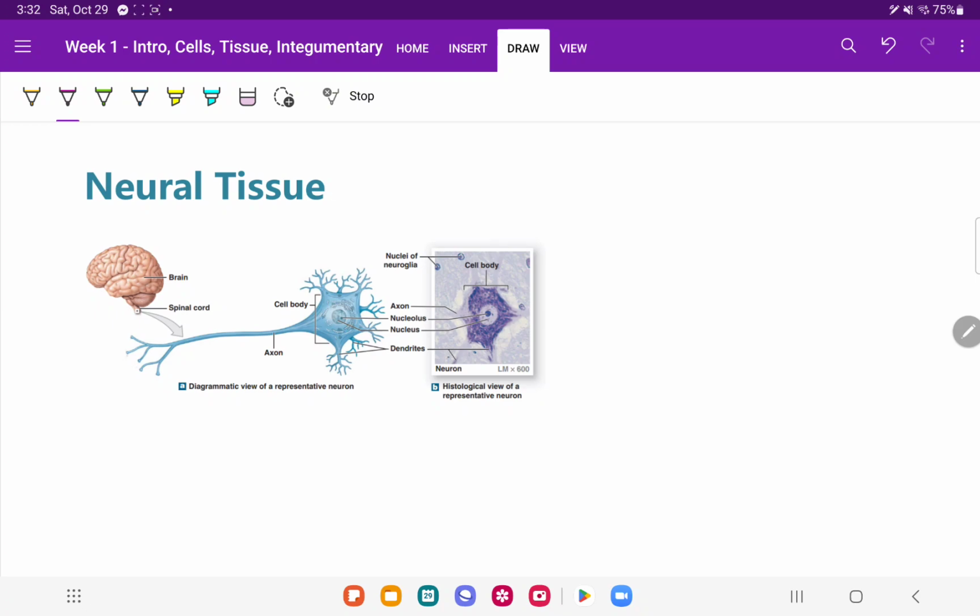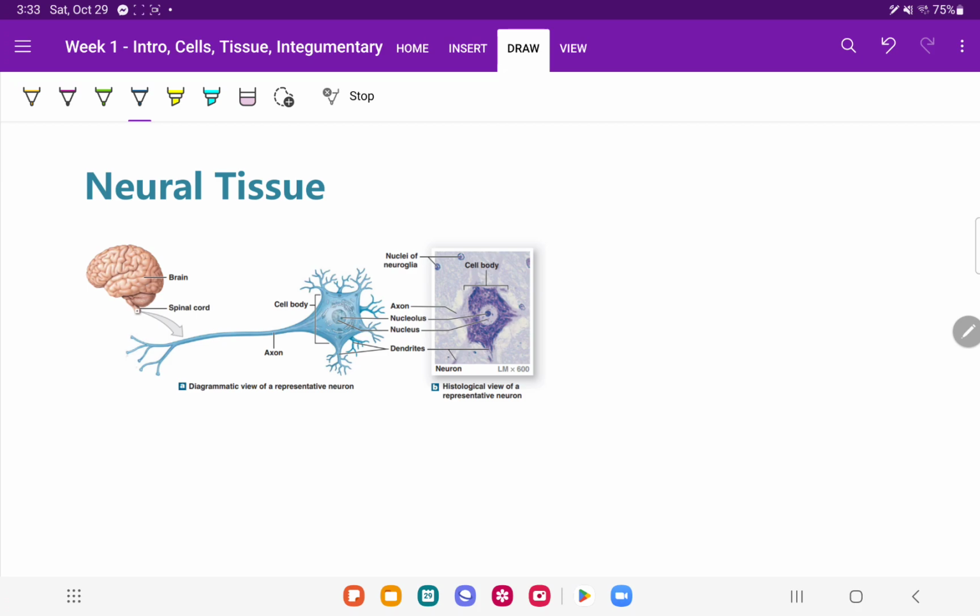And then we have neural tissue, or nervous tissue. Most of the nervous tissue in the body, roughly 96%, is concentrated in the brain and the spinal cord, and it controls the centers for the nervous system. Nervous tissue contains two basic types of cells: neurons and neuroglia.